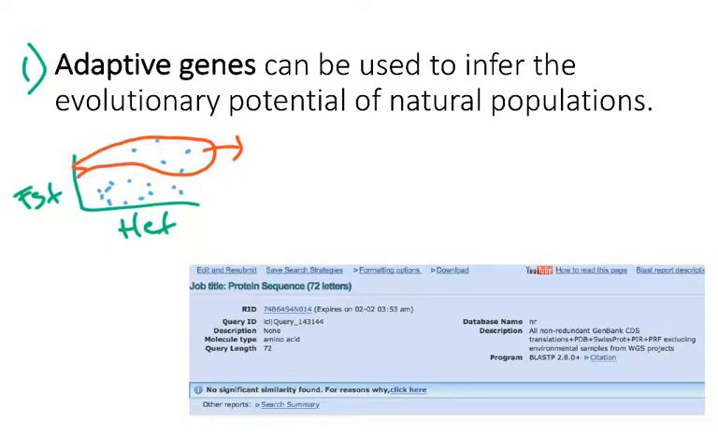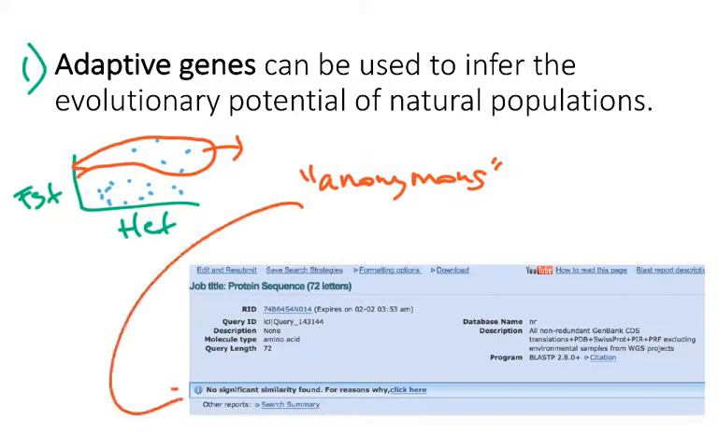The problem that your textbook mentions is that oftentimes what we end up finding are what they call anonymous adaptive genes, where when you compare them to the database and BLAST them, it doesn't find any significant similarities, and so you don't know what that gene actually is. You know based on its FST and heterozygosity values that it's an outlier, but you can't match it to a function. From a conservation management perspective, that's problematic because this approach is most informative if we know the functions of that adaptive gene.